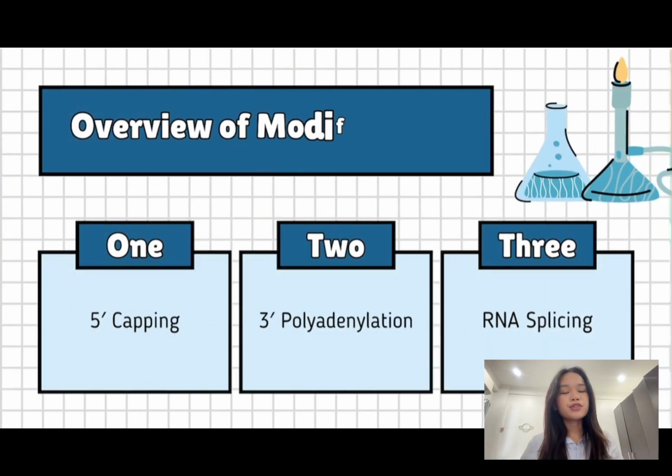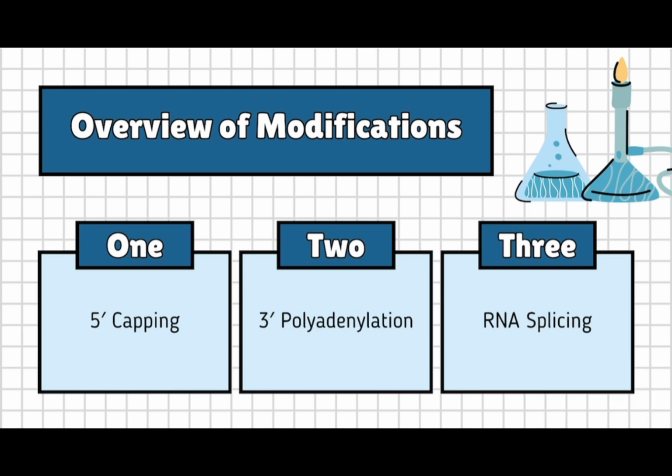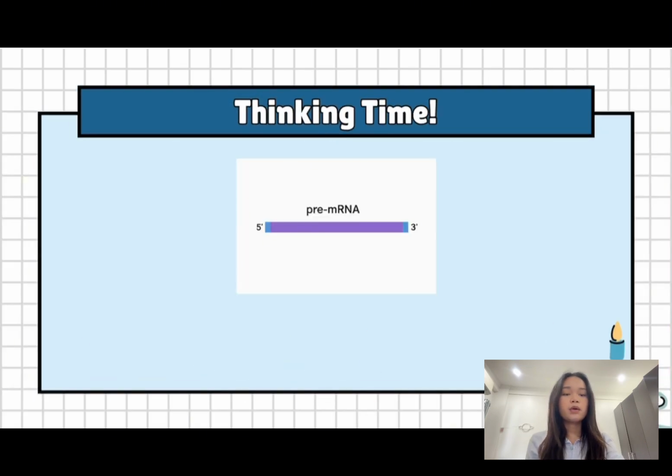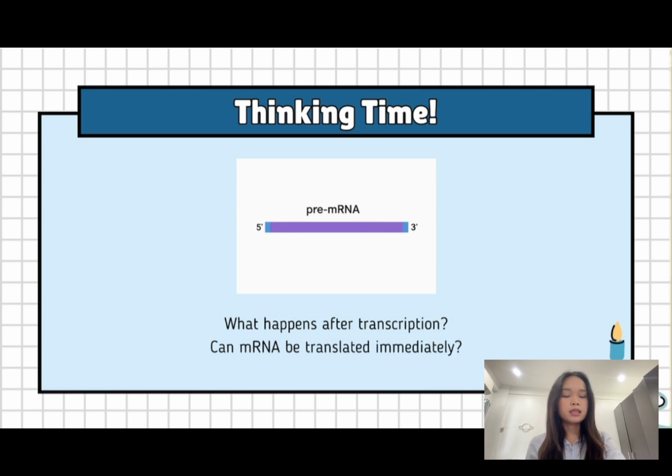Let's start with the first two major modifications that act like protective gear for our RNA molecule: the 5' capping and the 3' polyadenylation. Imagine our pre-mRNA as a delicate manuscript. If we just leave it unprotected, it's vulnerable to damage, right? That's where the two processes come in. First, let's look at a simple diagram of a pre-mRNA strand. Now I want you to think, what happens after transcription? Can mRNA be translated immediately? Well, the answer is no. The initial RNA, which we call pre-mRNA, cannot function properly unless it's modified.